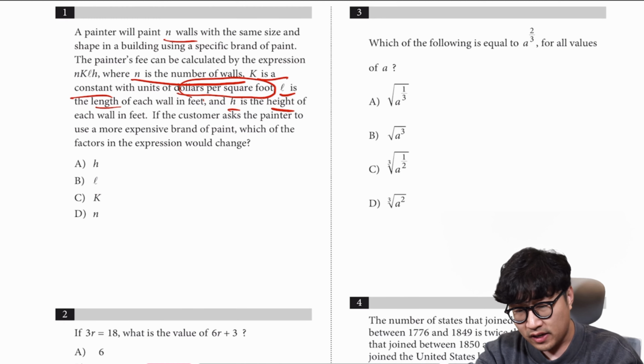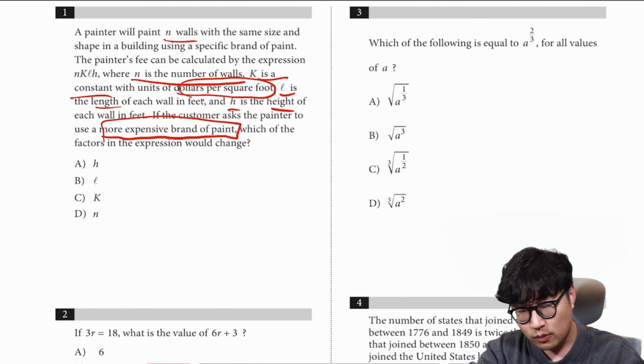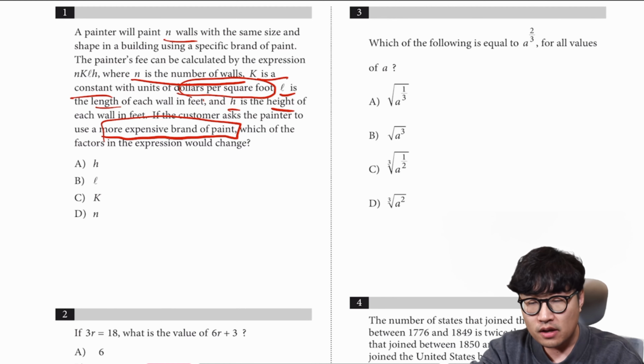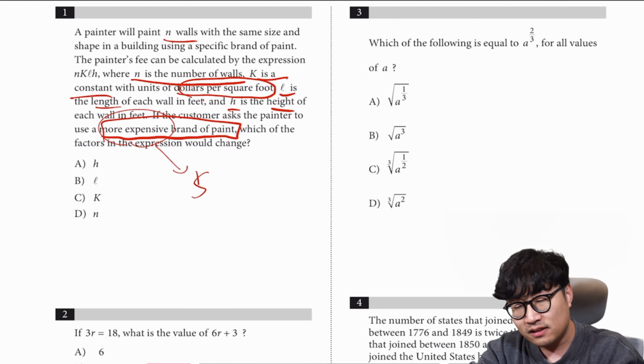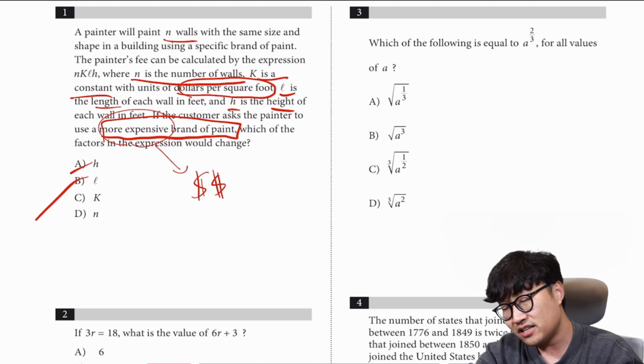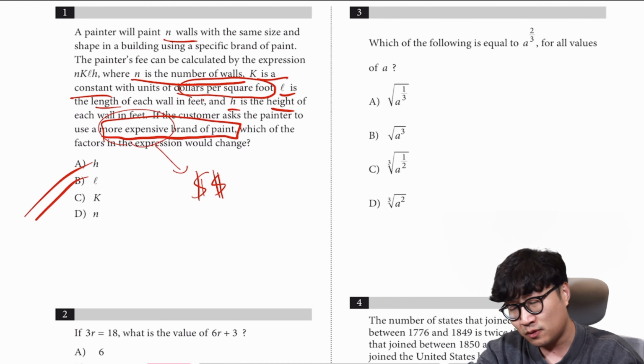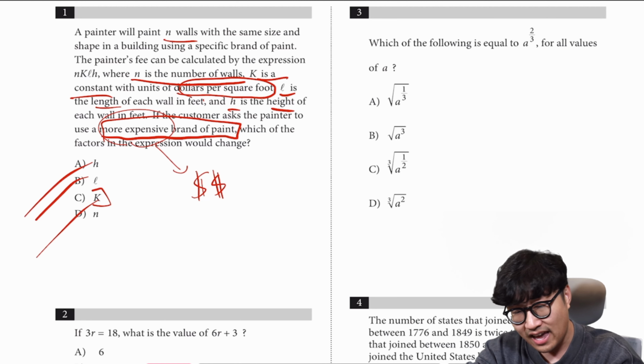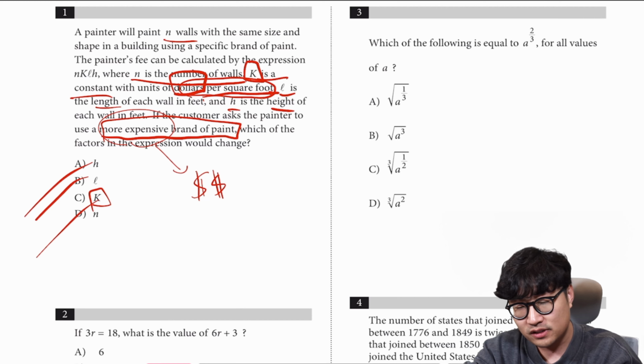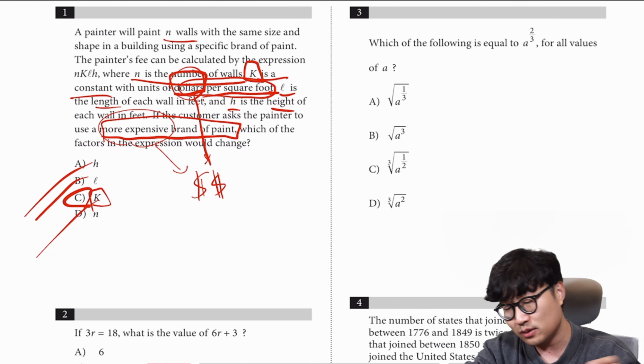Okay, cool. If the customer asks the painter to use a more expensive brand of paint, which of the following expressions will change? Well, more expensive means something about the dollar values, but if you take a look, L is the length, so it's got nothing to do with the dollars. H is the height, nothing to do with the dollars. N is the number of walls, nothing to do with the dollars. But if you look at the K, they say K is a constant that has dollars per square foot, so it has something to do with the dollars. That's why K is going to change.